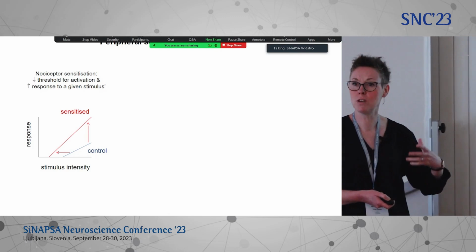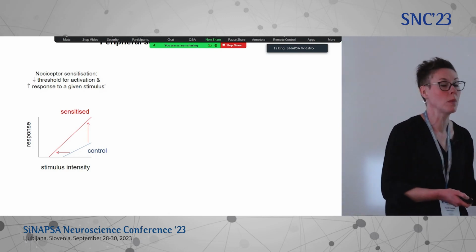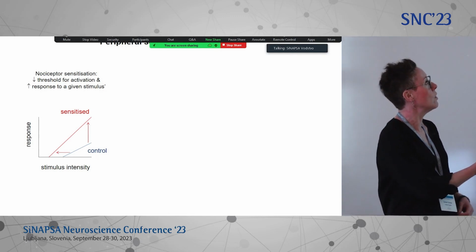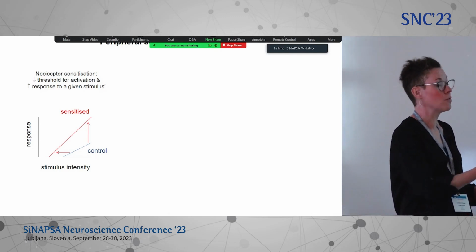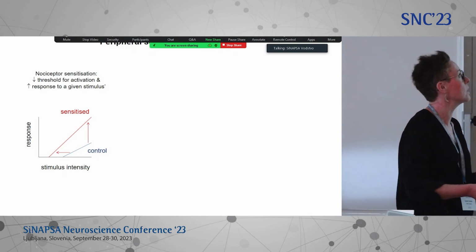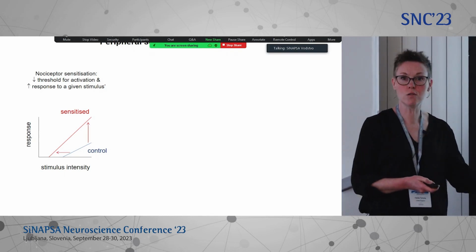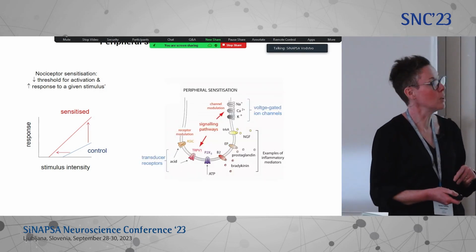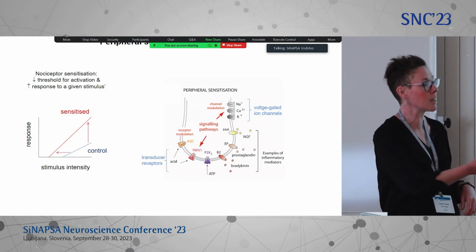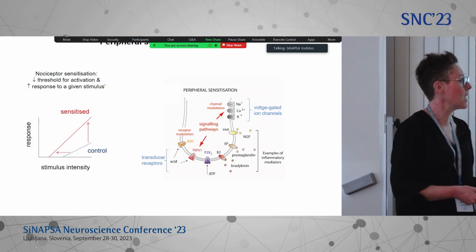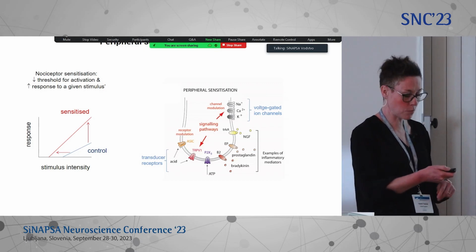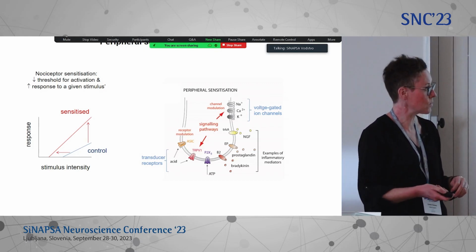So this term, nociceptor sensitization, really describes the mechanism responsible for reducing the threshold for activation of a nociceptor and driving an increased response in a nociceptor. So how does this occur? So here we have a nociceptor nerve ending with its transducer receptors and ion channels that are required to transduce sensory stimuli into electrical signals.